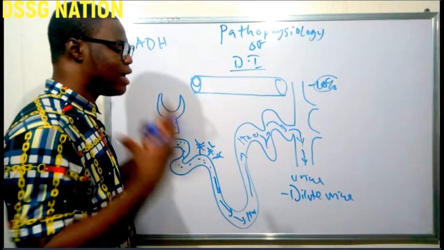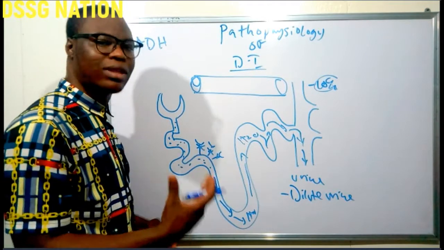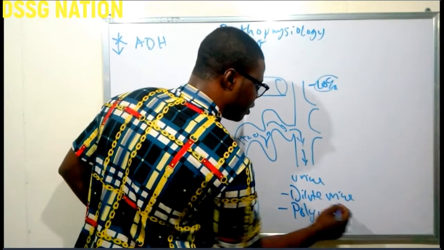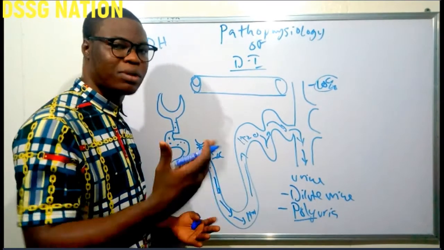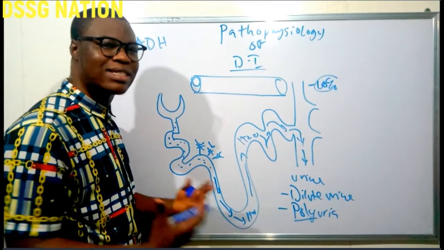Now, because there are huge loads of water bursting out through the urine, this will lead to what we call polyuria, and that is the sign. Poly means increased, or a large amount of something. Uria denotes urine. So the person will be urinating excessively.